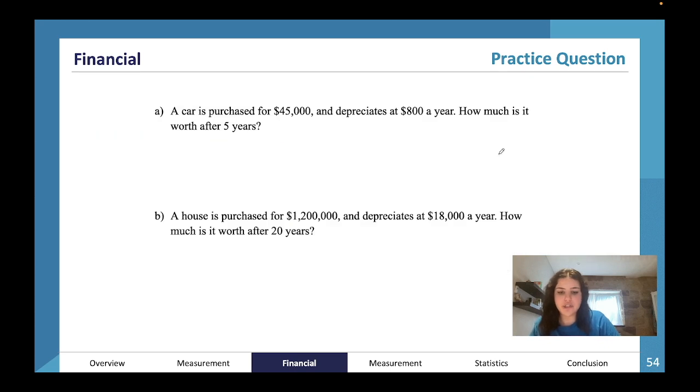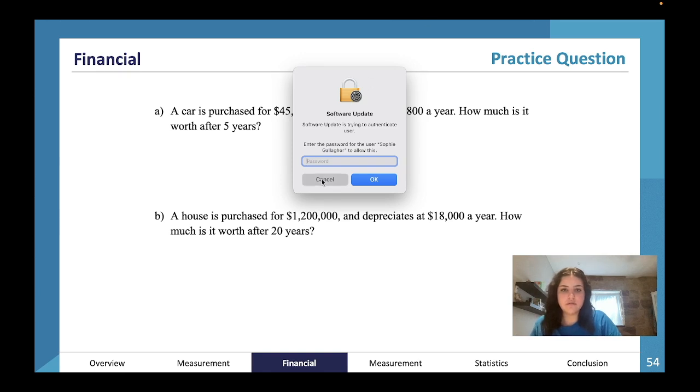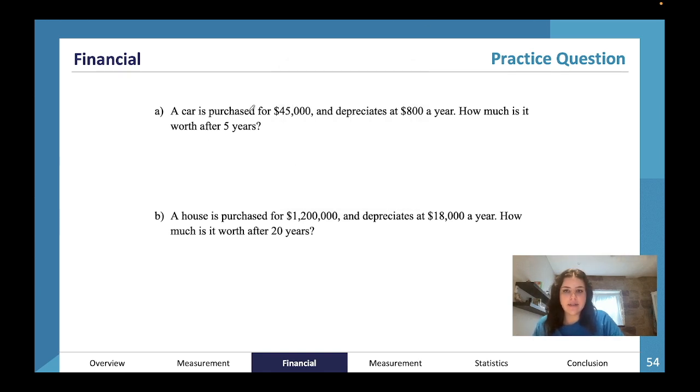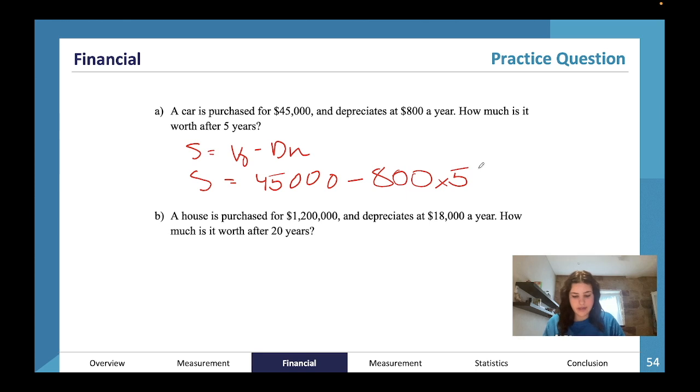Okay, a car is purchased for $45,000 and depreciates at $800 per year. How much is it worth after 5 years? Okay, so we have our salvage value equals our current value minus depreciation times time periods. Salvage value is going to equal $45,000 minus our period of depreciation, which is $800 per year for 5 years, so times 5. Pop that into our calculator. 45,000 minus 800 times 5 gives us $41,000.